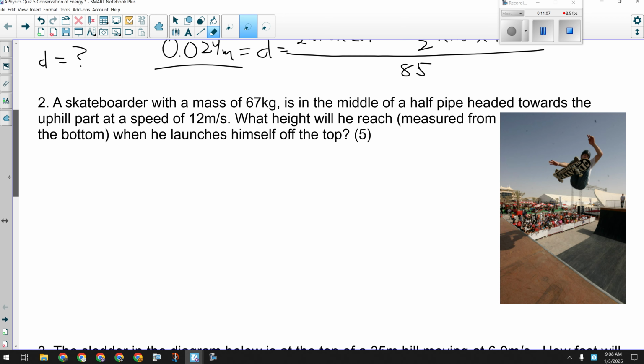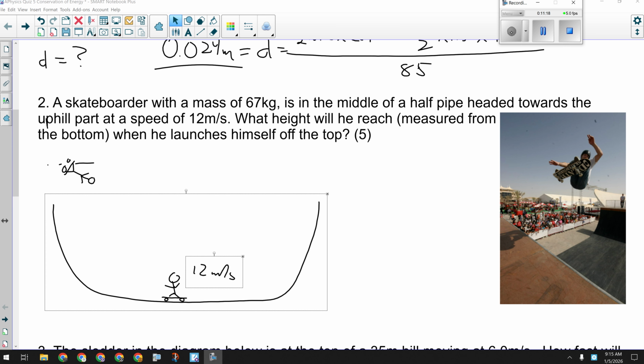Let's have a try at number 2. Okay, just in case anybody's stuck. What kind of question is this? Is this a work energy theorem question, or is it a conservation of energy question? Conservation of energy. It's a conservation of energy question.